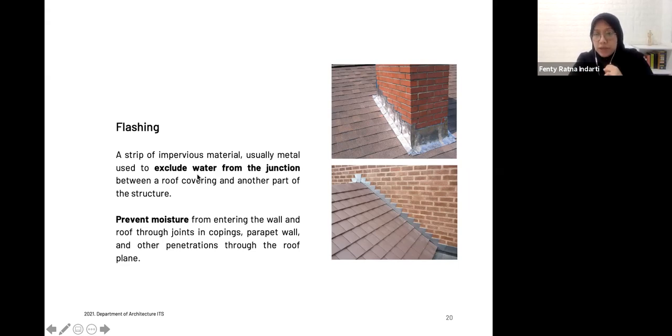So again, you can find this in the valley as well, not only in the junction between the roof and other parts of the structure, but also in the valley. So the flashing protects against a leak or a gap, even if it's very small. It protects the gap so that the water doesn't come inside the building.